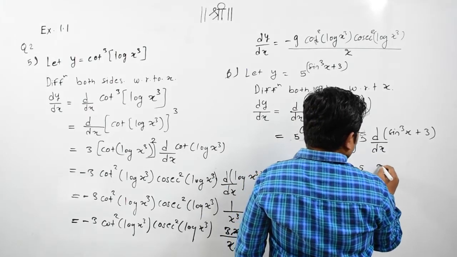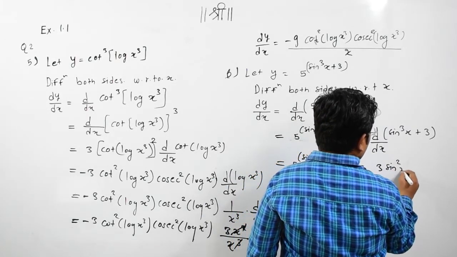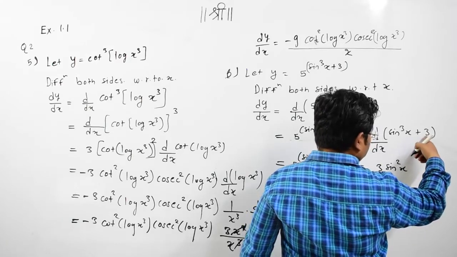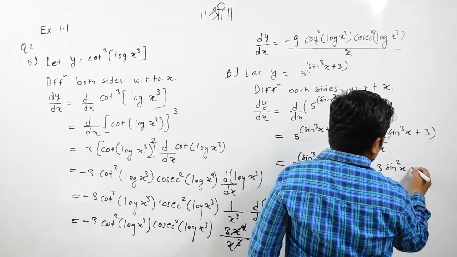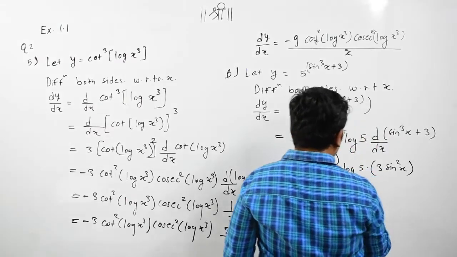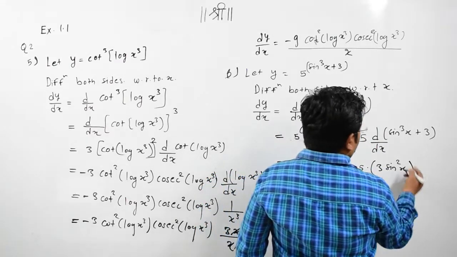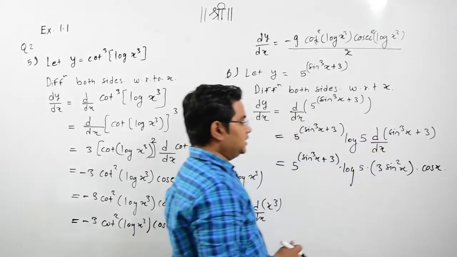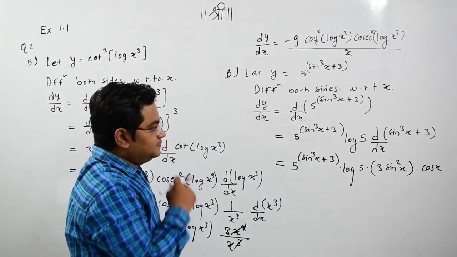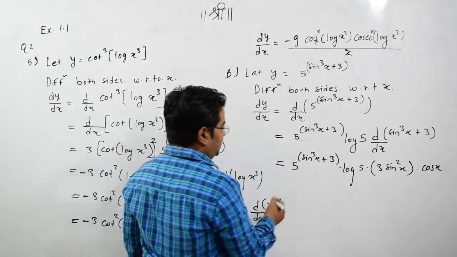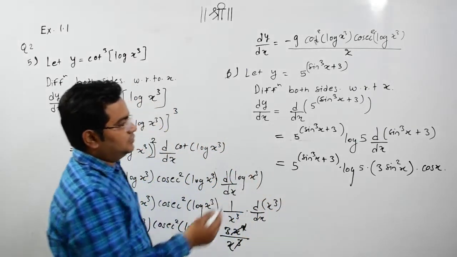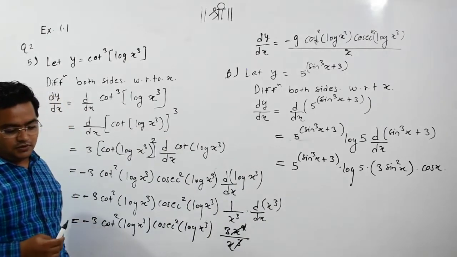It will be 3 sine square x into the derivative of sine x, plus the derivative of 3, which will be 0. So I am not writing it directly, we can put the value. Again the derivative of sine x will be cos x. Hope you are getting it. So that's the final answer for our question. So what is the final answer? dy upon dx is equal to this much only. So that's how we can get it.